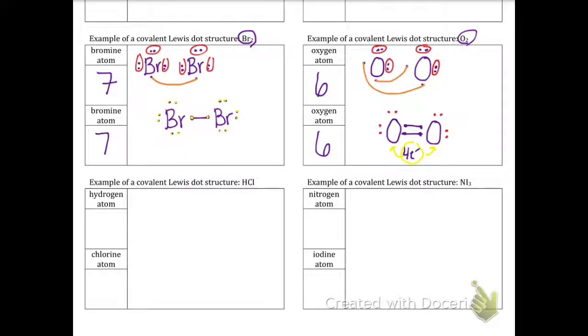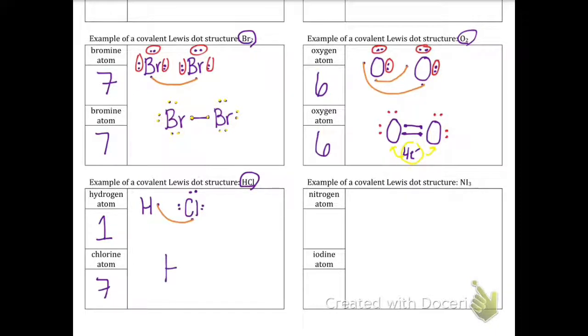Let's go down here to HCl. Hydrogen is in the 1st column, chlorine is in the 7th. Here we see we have 1 of each. So hydrogen has only one valence electron. Chlorine has 1, 2, 3, 4, 5, 6, 7. We pair up the ones that are lonely, which is lonely with lonely. We redraw it so it's nice and pretty.